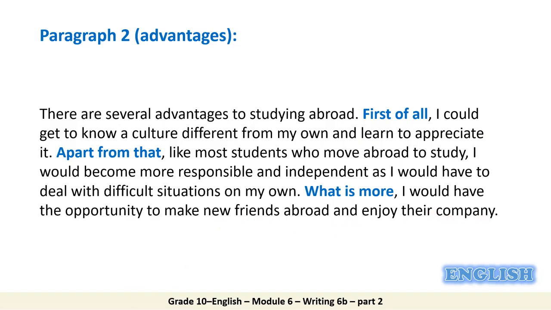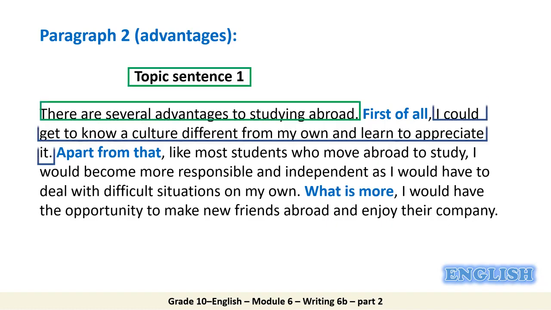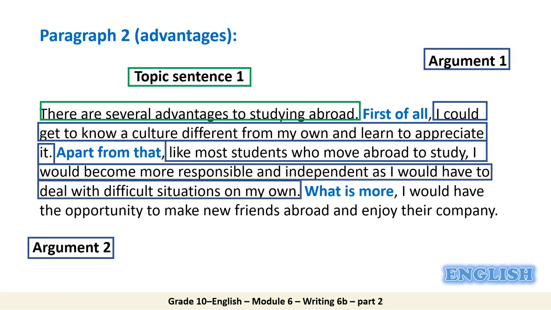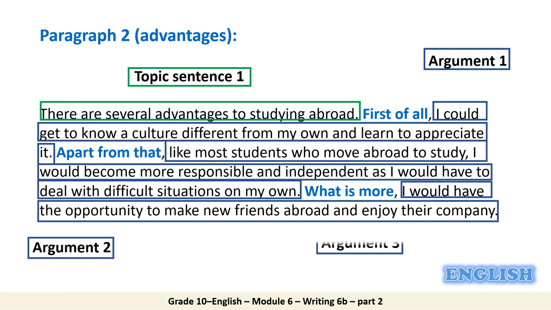Okay, so in paragraph 2, you should start with a topic sentence, and then you have argument 1, argument 2, and argument number 3. And don't forget the linkers of addition and listing.